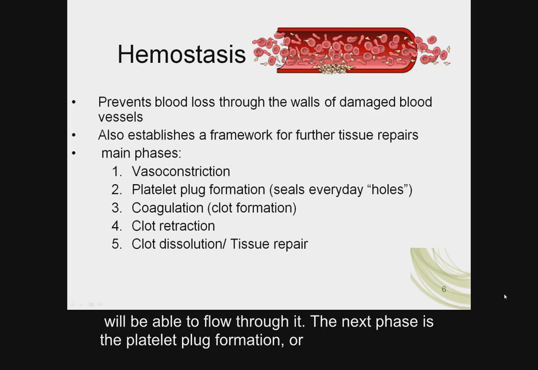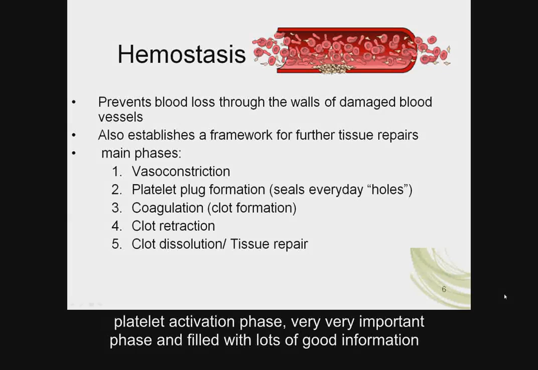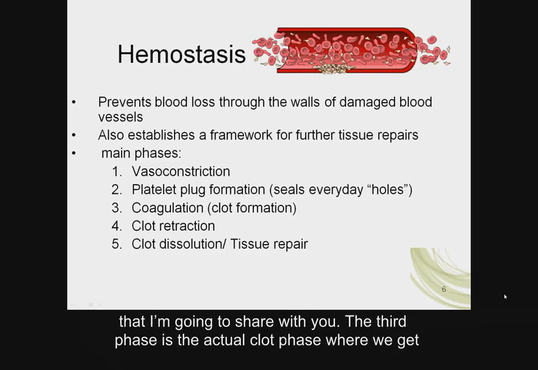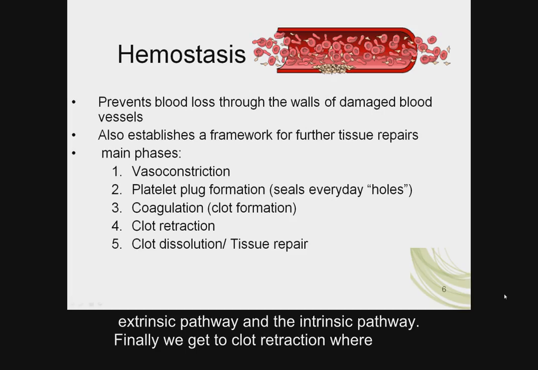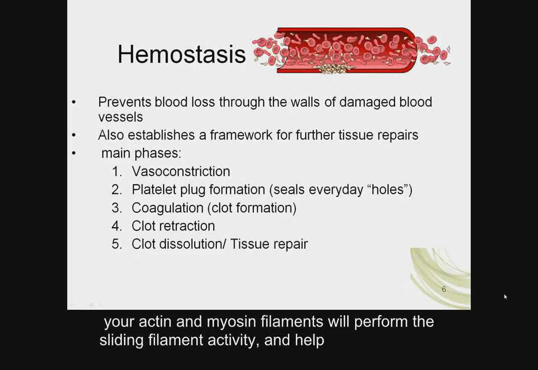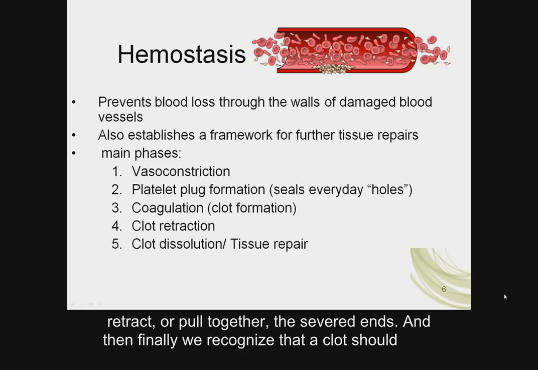The next phase is the platelet plug formation, or platelet activation phase. Very, very important phase, and filled with lots of good information that I'm going to share with you. The third phase is the actual clot phase, where we get fibrin threads covalently linked to each other. During this time, I will discuss with you the extrinsic pathway and the intrinsic pathway. Finally, we get to clot retraction, where your actin and myosin filaments will perform the sliding filament activity and help retract or pull together the severed ends.